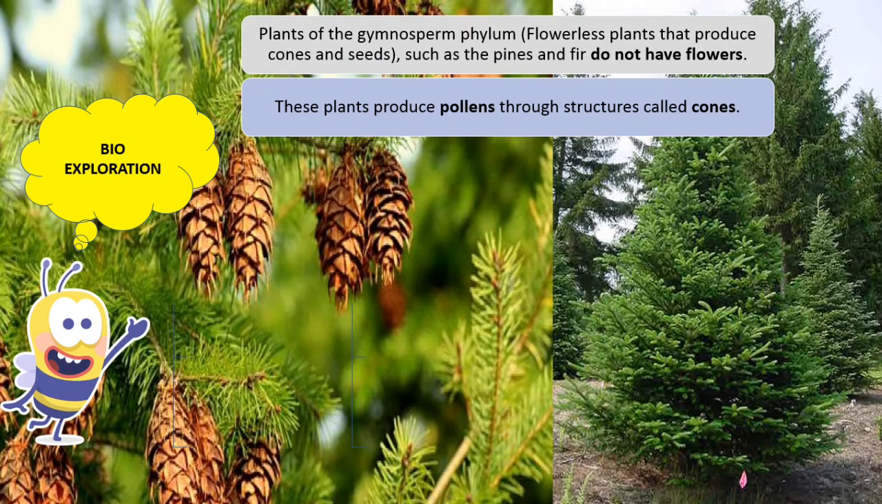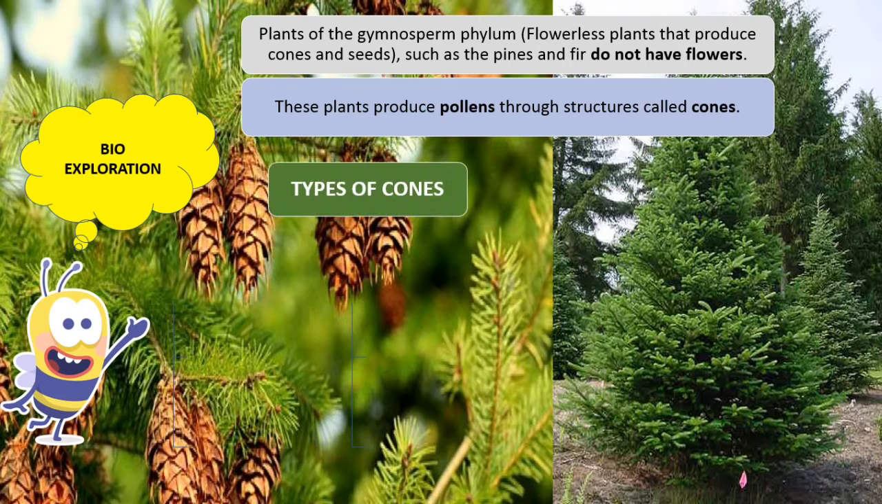Okay, there is another type of plant, which we call the gymnosperm phylum. Instead of angiosperms, which are flowering plants, gymnosperms are flowerless plants that produce cones and seeds, such as pines and firs. They do not have flowers. This plant produces pollen through the structure of cones. Angiosperms produce pollen in the structure of pollen grains, while gymnosperms produce pollen through structures called cones.